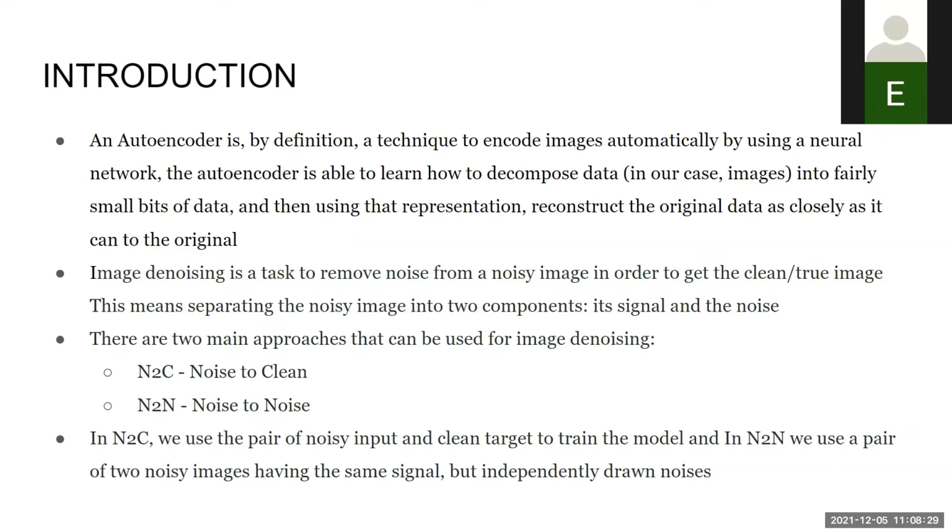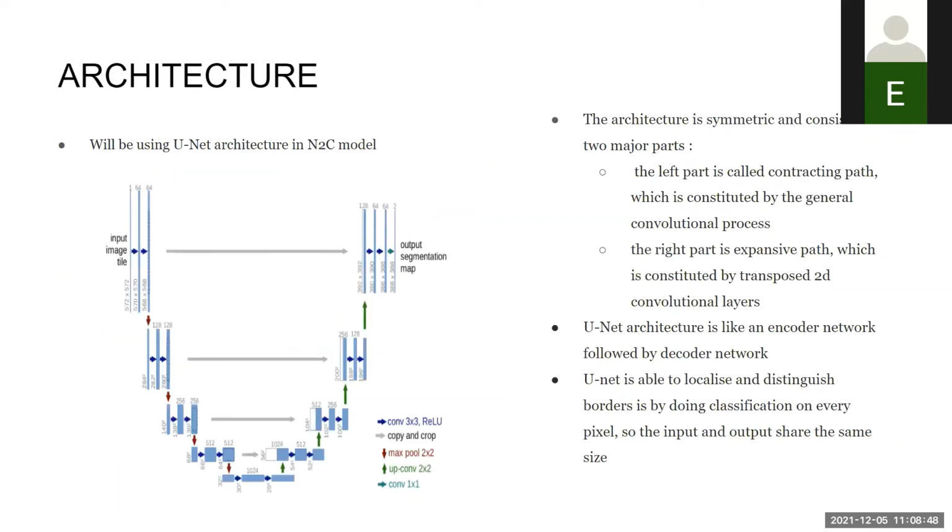In noise to clean, we use a pair of noisy input and clean target to train the model. And in noise to noise, we use a pair of two noisy images having the same signal but independently drawn noises. Here we will be using a noise to clean approach in our project. We'll be using the U-Net architecture in the noise to clean model. U-Net architecture is like an encoder followed by a decoder network.